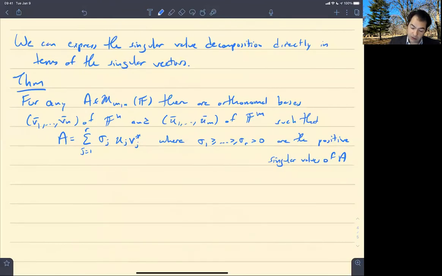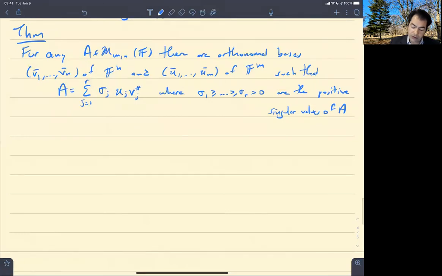Right, so this is just a restatement of the singular value decomposition that we had before. So there's nothing to prove. This is what you get if you just work out the product in terms of the rows of V star and columns of U. Let's see what this looks like in the example we've been carrying along.